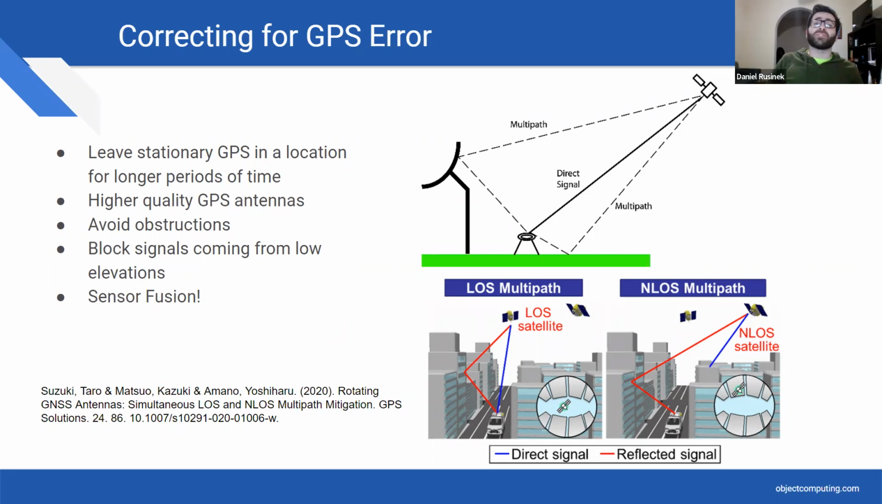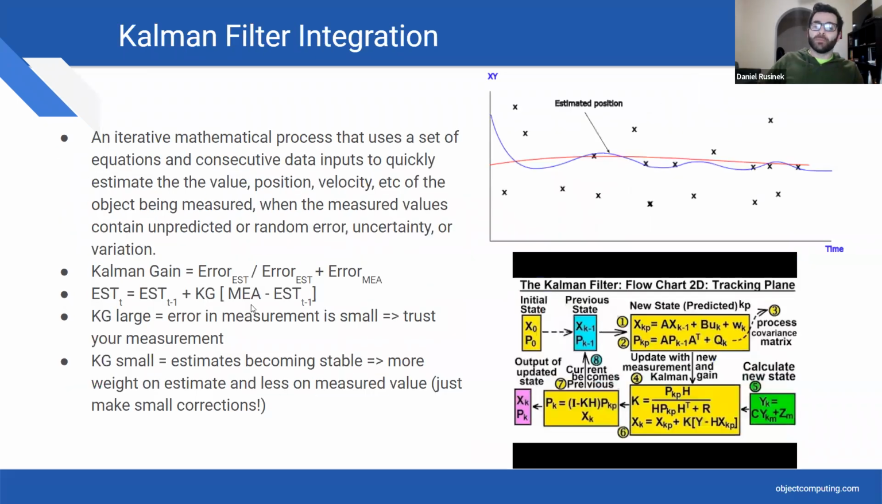Another possibility is to use a higher quality antenna that has certain structures built in to block out sources of interference. Avoiding obstructions is really your best bet, but that's not always possible. You can also block signals that are coming from low elevations, because you're like, well, that's not right. Or, again, combine your sensors, sensor fusion. I'm going to keep coming back to that. For example, you might want to combine with an inertial measurement unit to help make your measurements more accurate.